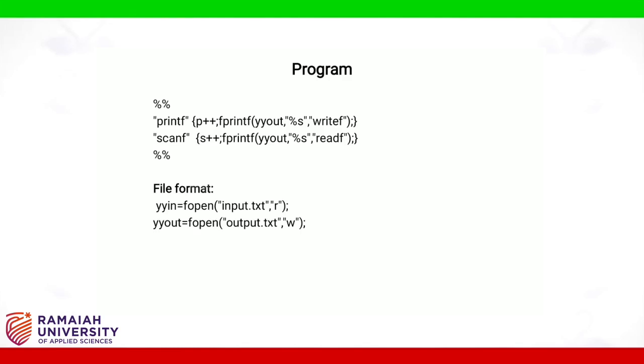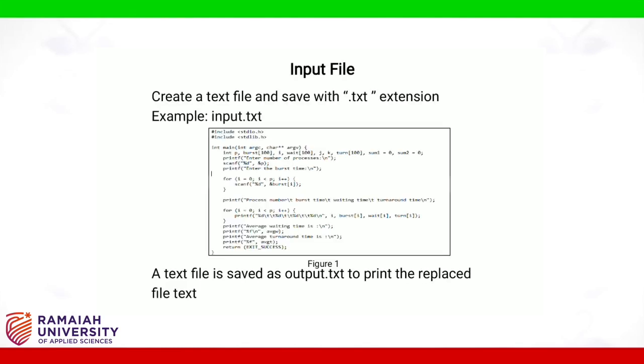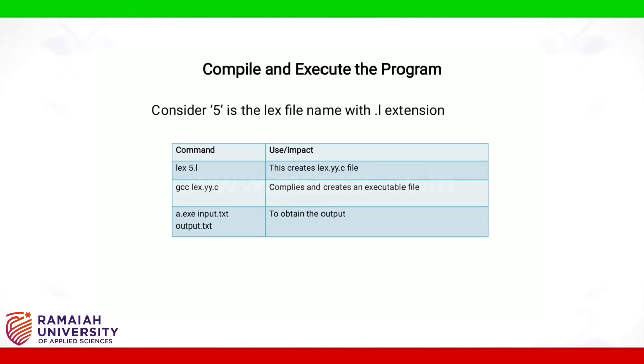This is the regular expression section of the program, where regular expression and appropriate C code is written. Create a text file and save with .txt extension, for example, input.txt as shown in figure 1. A text file is saved as output.txt to print the replaced file text. In compile and execution of the program, consider the file name to be 5 with .l extension. The table shows the commands used to execute the LEX program.